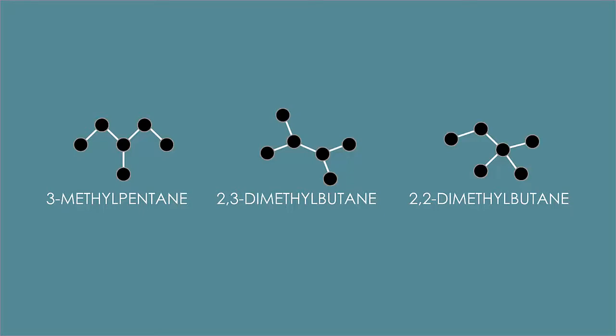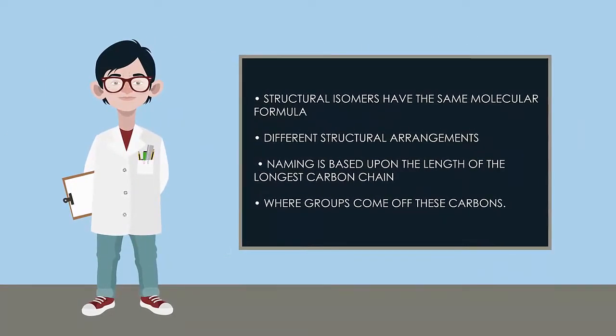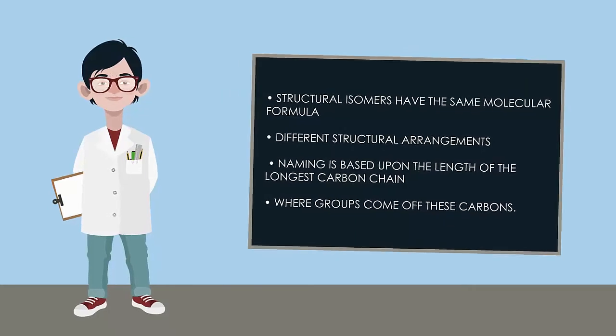So from this video, you should know that structural isomers have the same molecular formula but different structural arrangement, and that naming is based on the length of the longest carbon chain and on where the groups come off this chain.